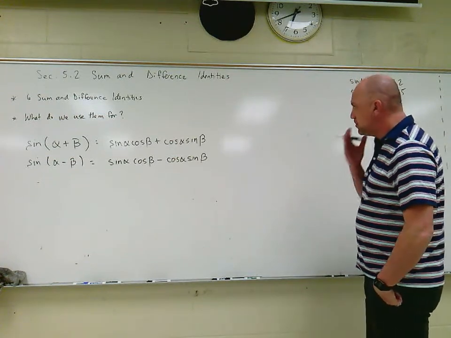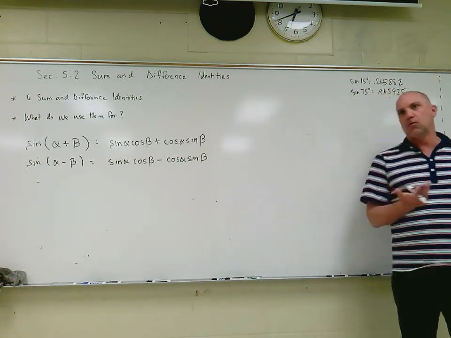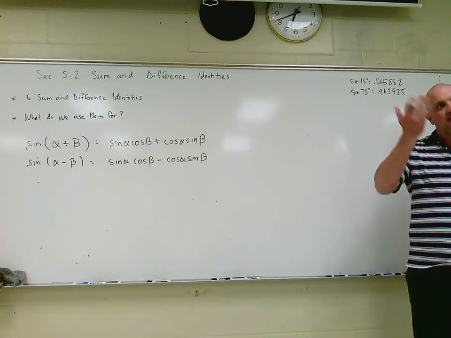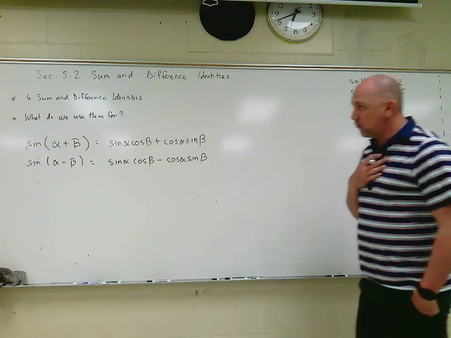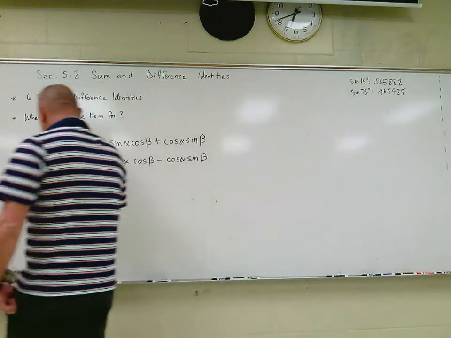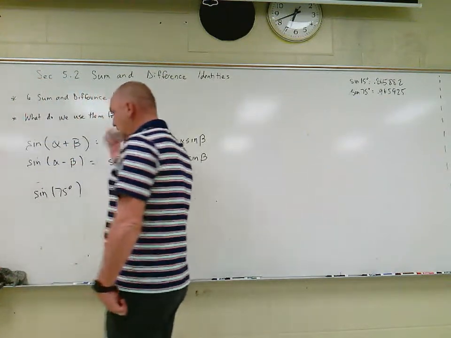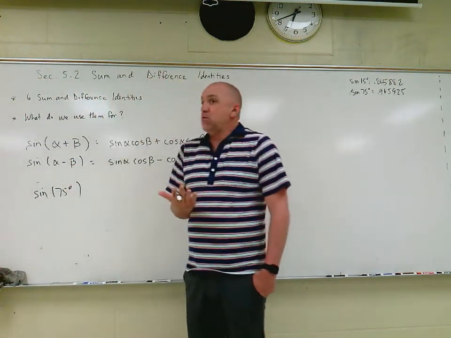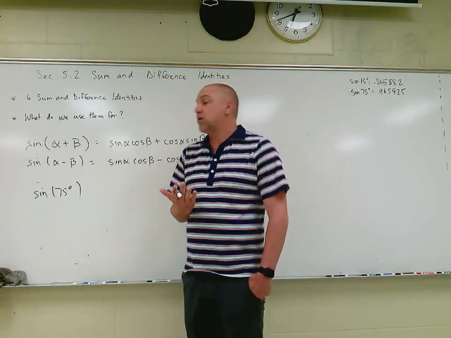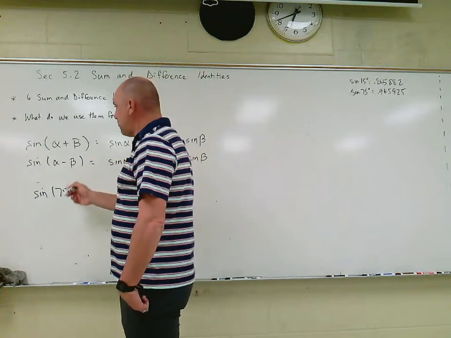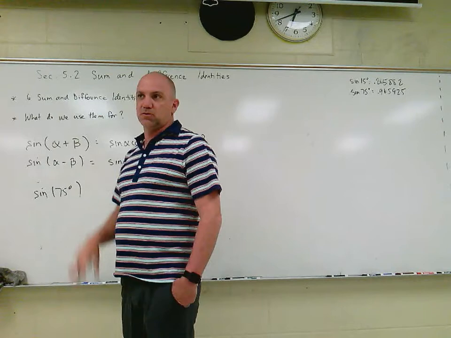So for instance, let's just take 75, because we don't have a 15, 75 triangle memorized with the sides. We don't know that. So if we wanted to find the sine of 75 degrees, well, this is what the identity is telling us. I don't know opposite and hypotenuse for a 75-15 triangle. Can you take 75 and write it as either the addition or the subtraction of two angles that you know?